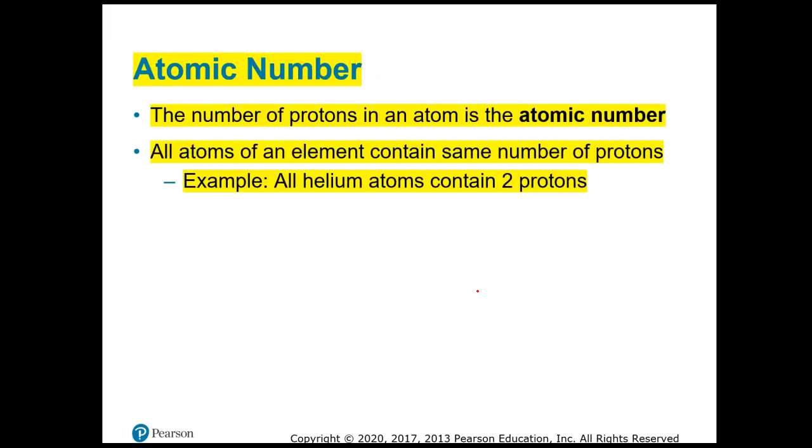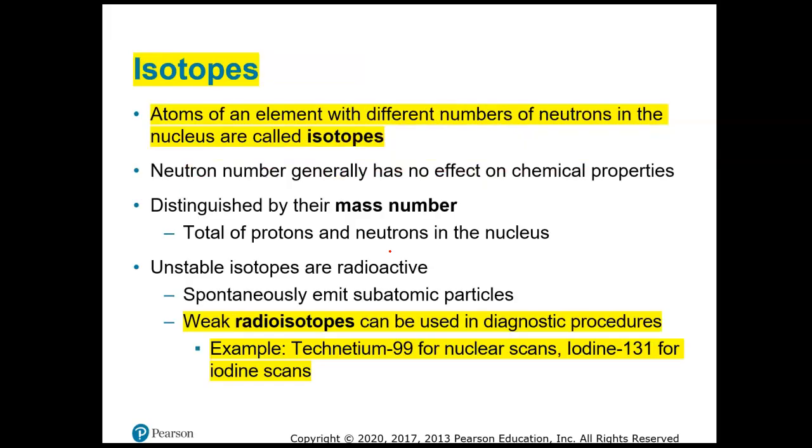Okay? On the periodic table, you're going to have a symbol and you're going to have some numbers. For all of the atoms, the atomic number is the smaller number in the box. And it is telling you the number of protons in that atom because the number of protons will never change. So all helium atoms contain 2 protons, for example.